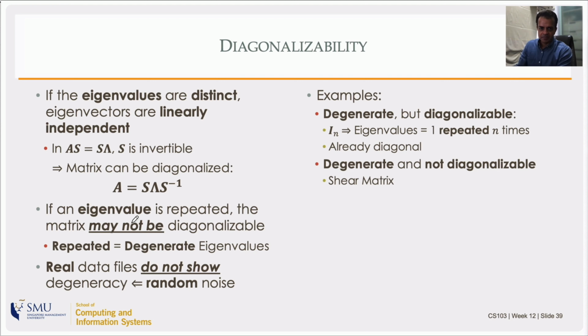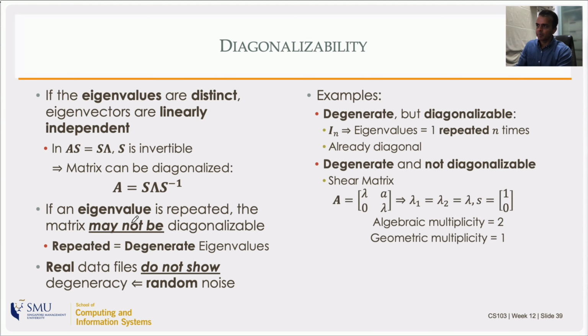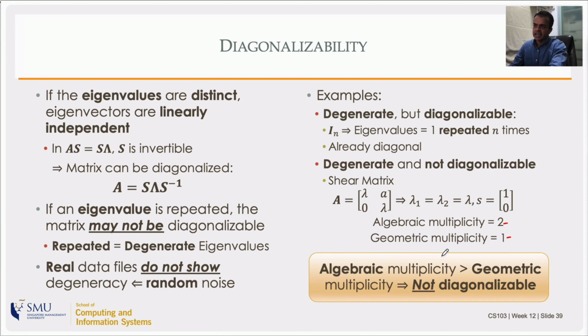But if you remember the shear matrix, that was not diagonalizable. The general form of shear matrix is lambda 0 a lambda. If I look at the eigenvalues here, they're going to be lambda, and it is twice repeated, so degenerate. The algebraic multiplicity is 2, but there's only one eigenvector. The algebraic multiplicity is 2, geometric multiplicity is only 1. Geometric multiplicity is smaller than the algebraic multiplicity, and that is the bad situation. In that case, your matrix is not diagonalizable. Algebraic multiplicity greater than geometric multiplicity means not diagonalizable.